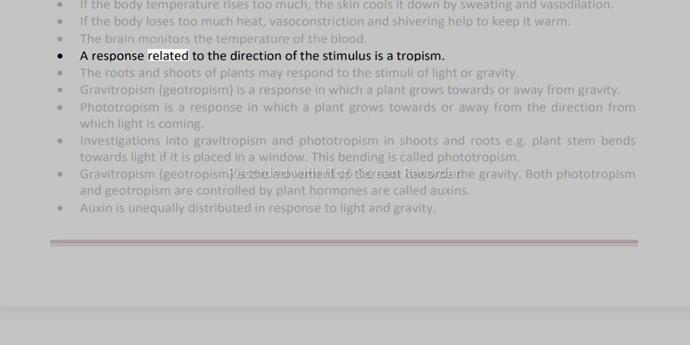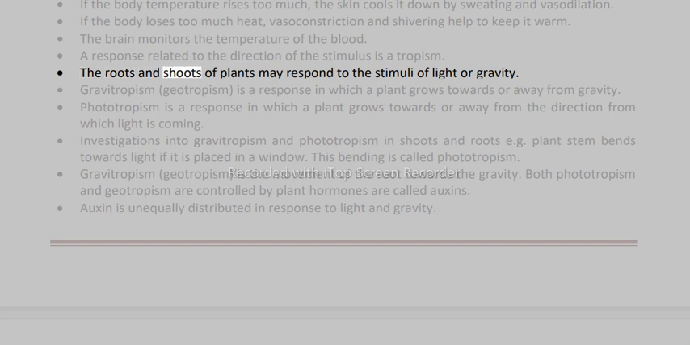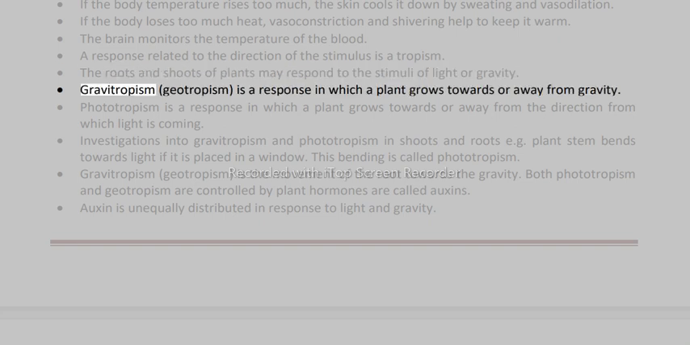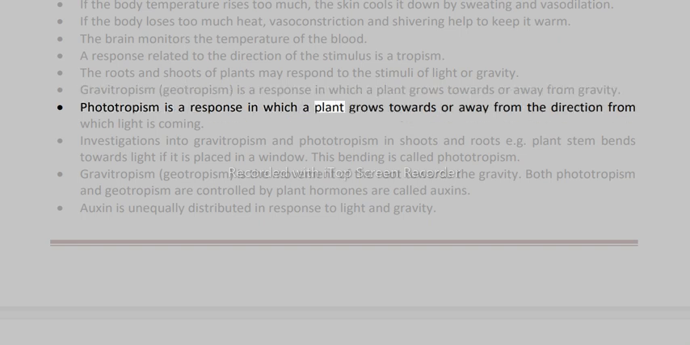A response related to the direction of the stimulus is a tropism. The roots and shoots of plants may respond to the stimuli of light or gravity. Gravitropism, geotropism, is a response in which a plant grows towards or away from gravity. Phototropism is a response in which a plant grows towards or away from the direction from which light is coming.